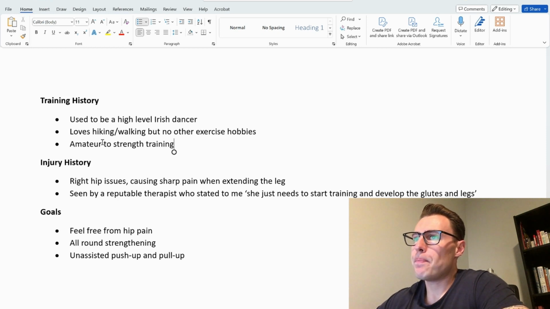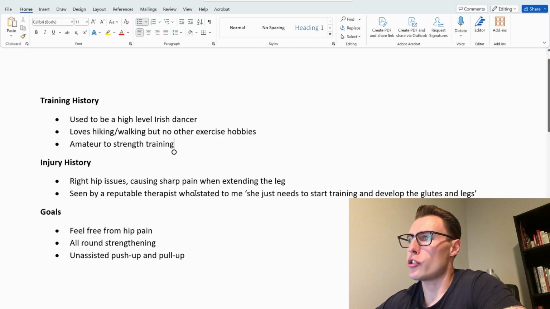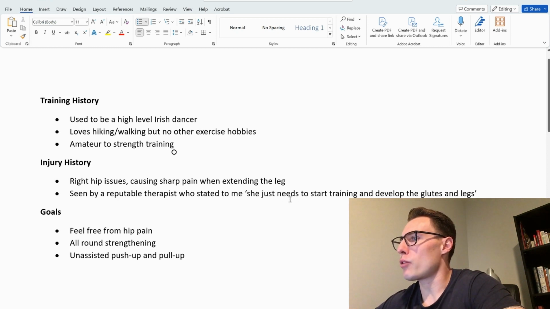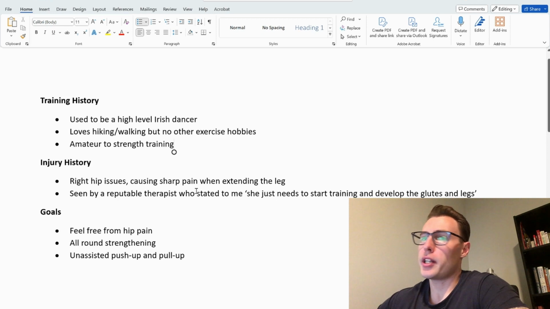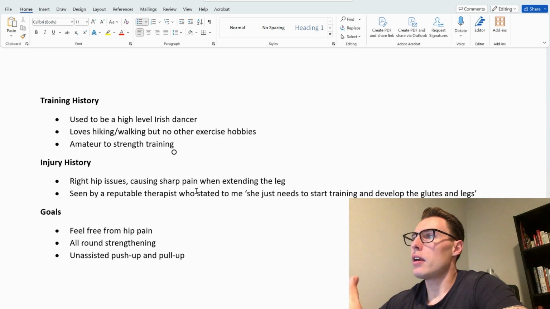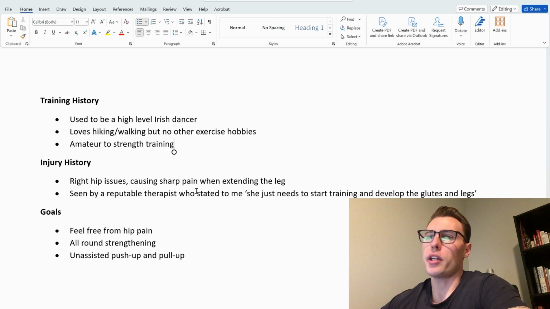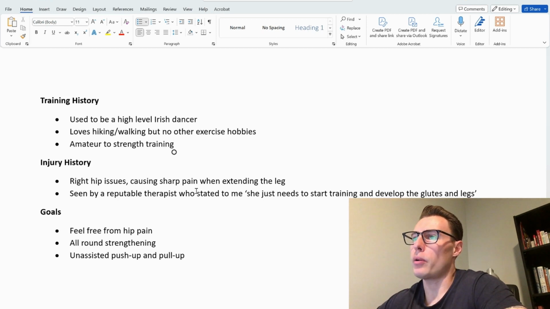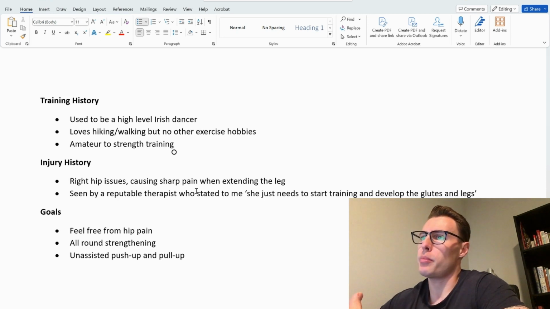In terms of the injury history, this person has some right hip issues going on, causing sharp pain when extending the leg. They're currently seen by a reputable therapist who stated to the trainer who sent me this that she just needs to start training and develop the glutes and legs. This is already a great sign in my eyes, the fact that this trainer is setting themselves up with a reputable therapist, a specialist who can help out their clients and steer them in the right direction, maybe with some homework they could do on their off time, or even from a programming perspective, mapping out which exercises would be good to avoid and which would be good to add into the program.